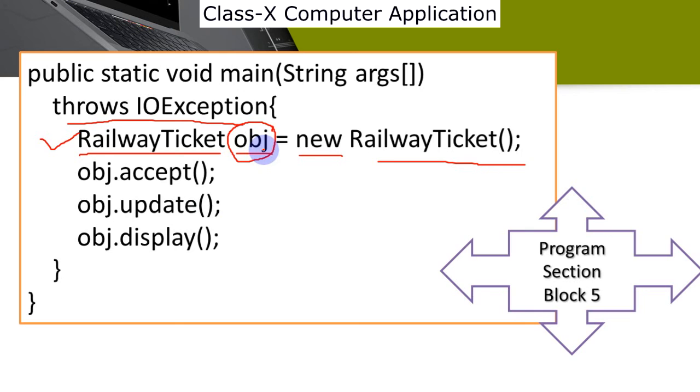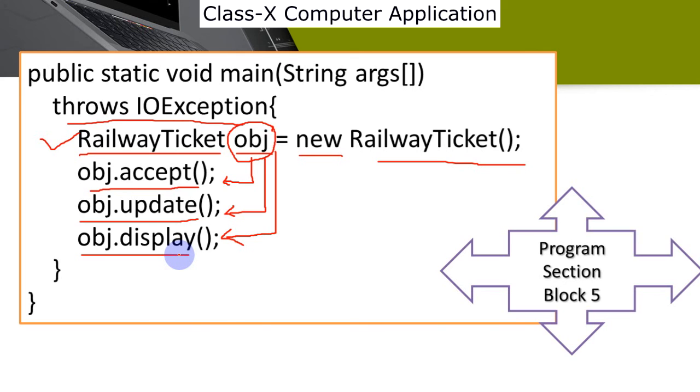Once you create an object of the class, you need not use RailwayTicket again and again. The only thing you have to use is the object obj. I am showing you the arrow mark here. Now obj.accept. Whatever input we took, that should be taken, that is obj.accept. Second one is obj.update. Whatever update we did in the previous block has to be executed. The last one is obj.display. Whatever display has to take place in the previous block, that has to be printed.